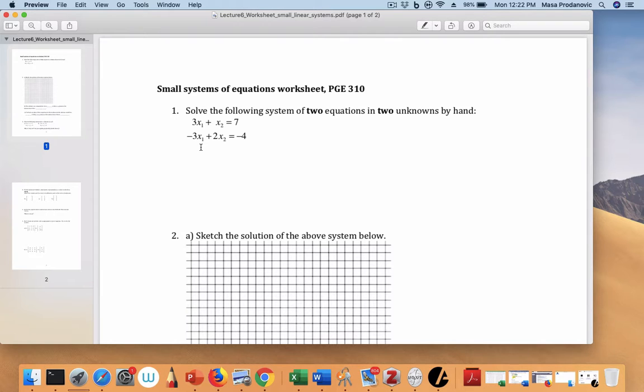So the second part, basically, take this as an x1 direction and this as an x2 direction. You can sketch both of these equations as lines. So try to find the intersection of those lines. And remember that in order to draw a line, you need 2 points on that line. So plug in some values.